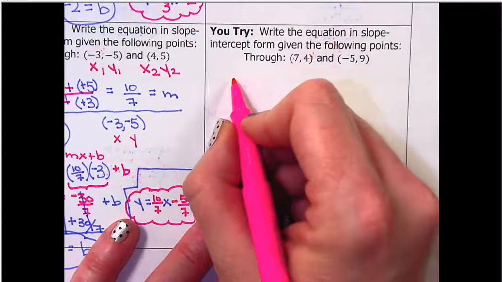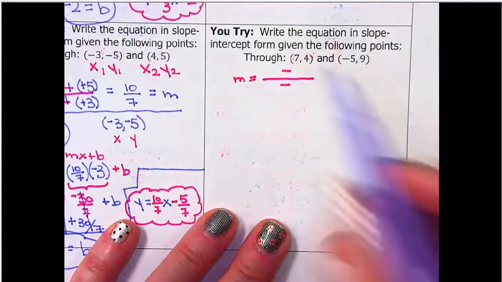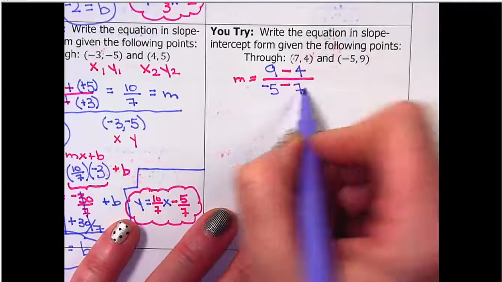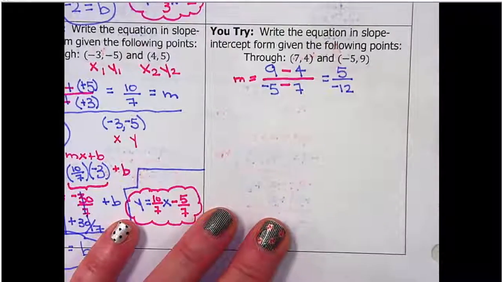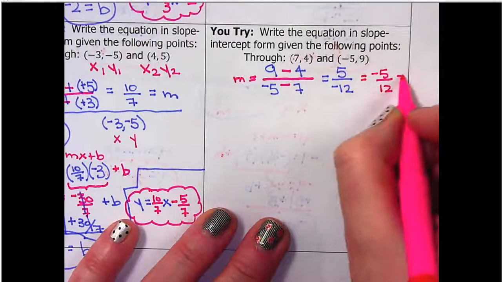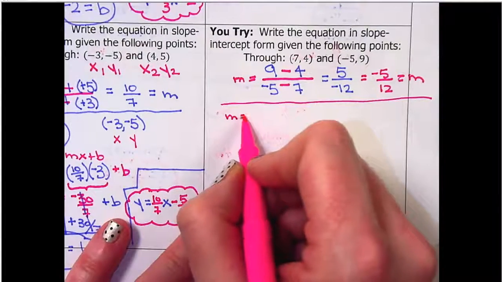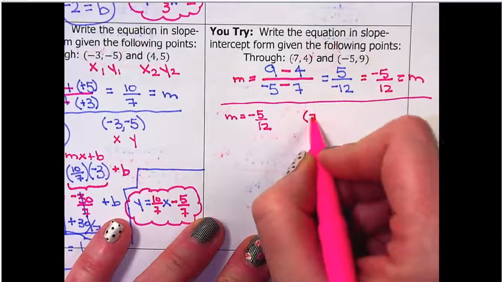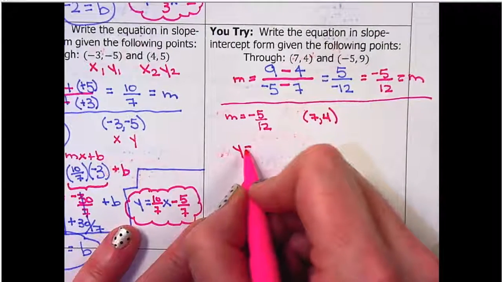Alright, so I'm going to skip some of the work that I showed in the examples because this is the you try. y2 minus y1 over x2 minus x1, 5 over negative 12. We're not allowed to have negatives in denominators, so I'm going to move it to the numerator. So m is negative 5/12. One puzzle piece found. So m is negative 5/12. Let's pick the ordered pair. Let's make it the first one.